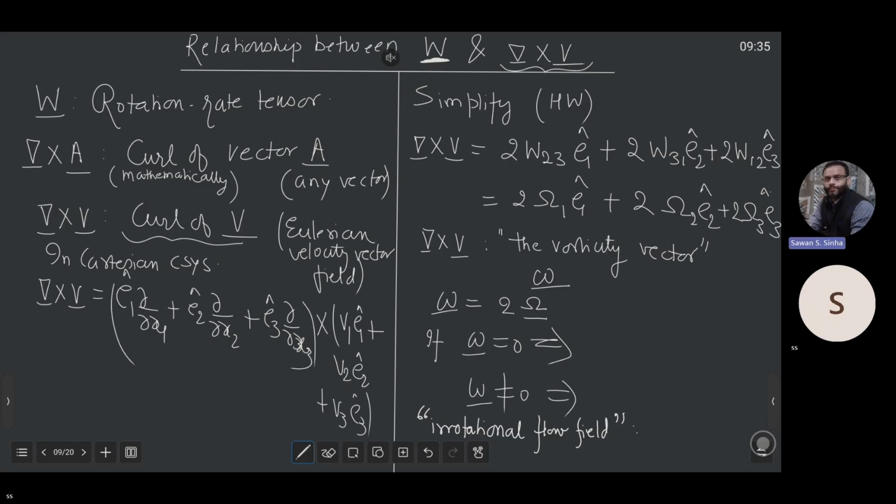Now, if you try to express this vector, del cross V is also a vector. If you express this vector using a frame fixed Cartesian coordinate system, you will start with this step. You first write expression for del here, and then you cross it with the vector v1 e1, v2 e2, v3 e3. Do all the steps, leaving it as homework. You simplify, it will turn out to be what I have written here.